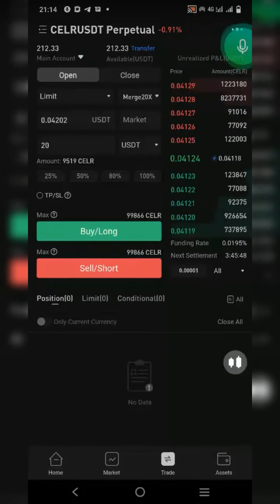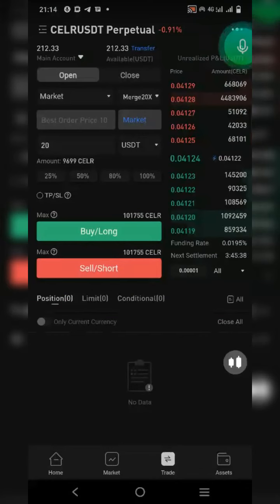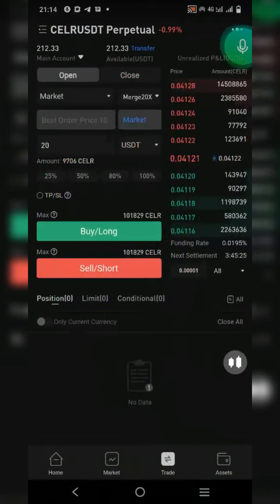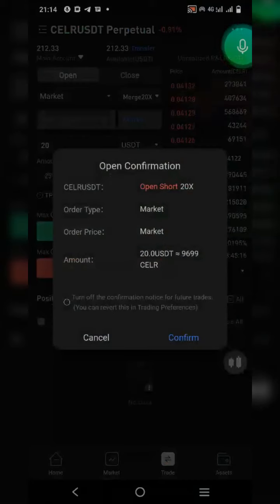Shorting means I am predicting that from where the market currently is, or from my entry price, let's use market, from the current market price, the market is going to go down from here. And I'm risking $20 on that. Normally that's after I've done analysis. I didn't do any good analysis here. I'm just predicting with my eye. Please don't follow that. When we do technical analysis, you'll see how we do it together and place the trade. So I just want you to understand how to place the trade. A sell short. Okay, it gives me information that I open to sell short at 20x on market price, and the amount I'm using is 20 USDT, equivalent to 9699 CELR at the 20x position.